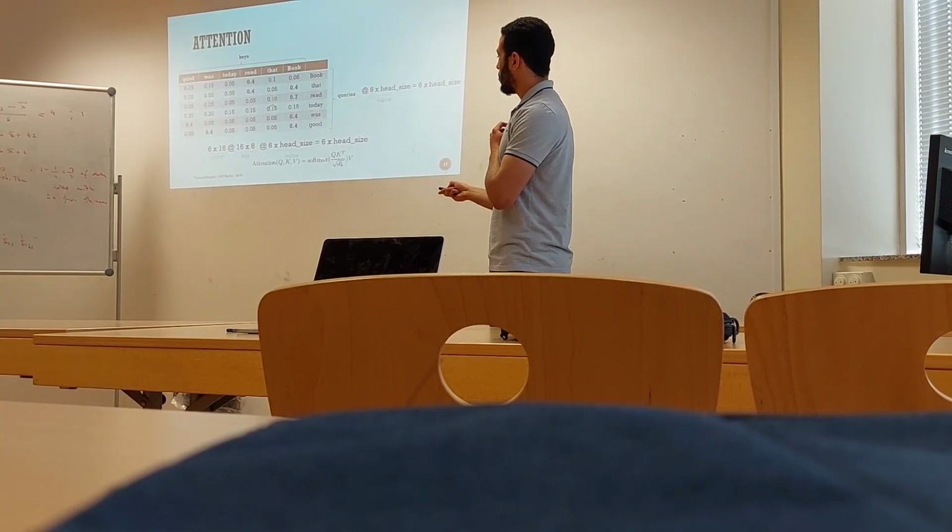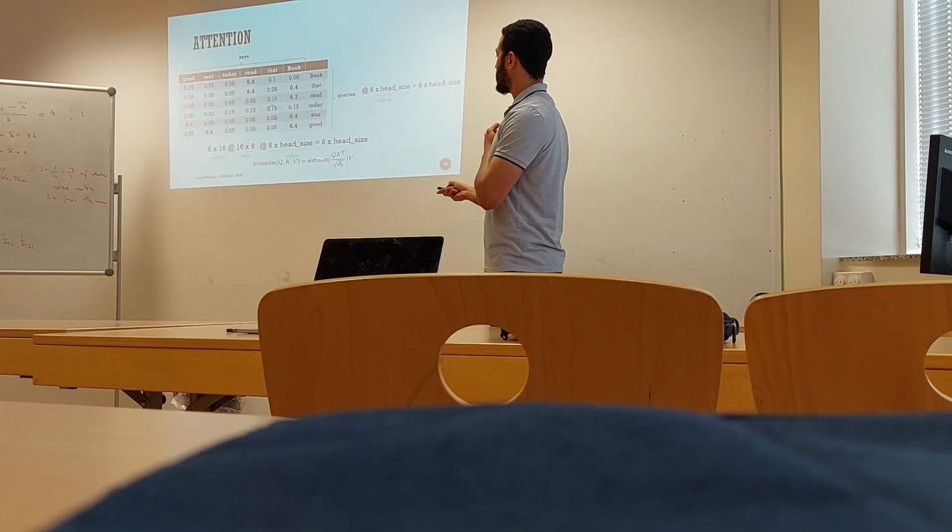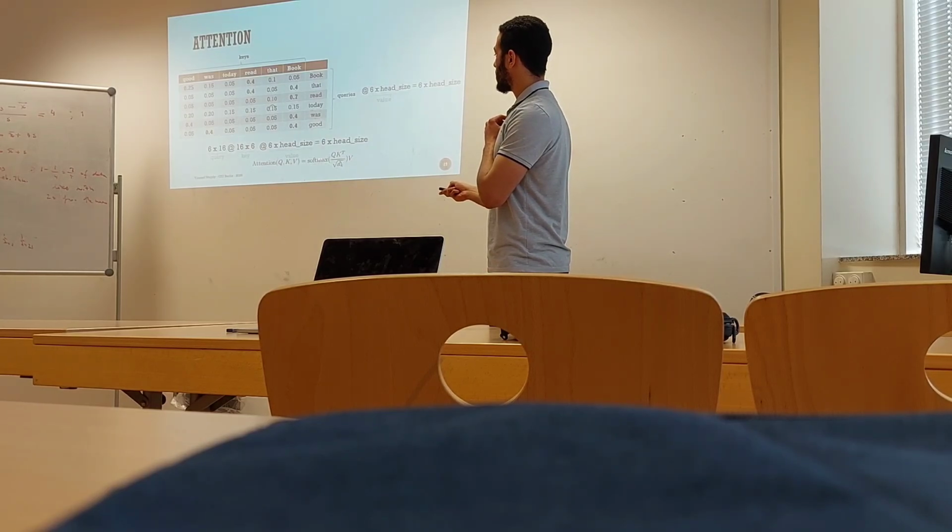What did we do right now? This equation: the query times k transpose, and then this result is matrix multiplied with the value. The softmax is just like normalizing, and this also is like normalizing.